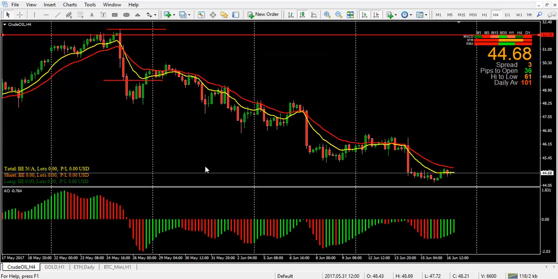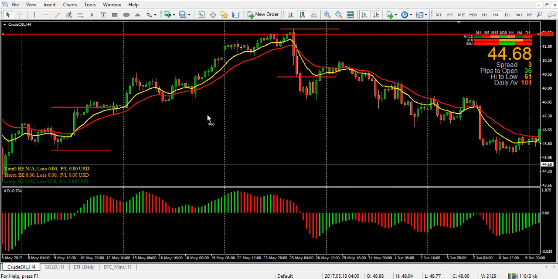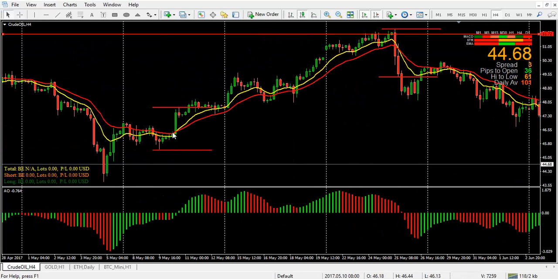Now, how do you use the awesome oscillator? When we have the yellow moving average crossing below the red, and the awesome oscillator is below the zero line, you see the zero line? This is your good chance to take a short sell. Similar is valid for the buy trade. We have a moving average cross, yellow above the red, awesome oscillator crossing above the zero line, take a buy trade. So you can use the awesome oscillator for verification.